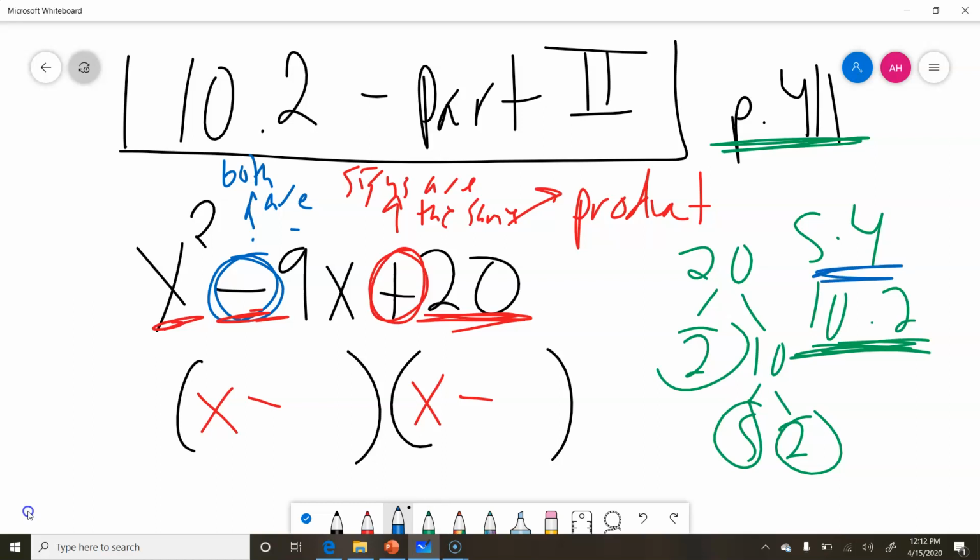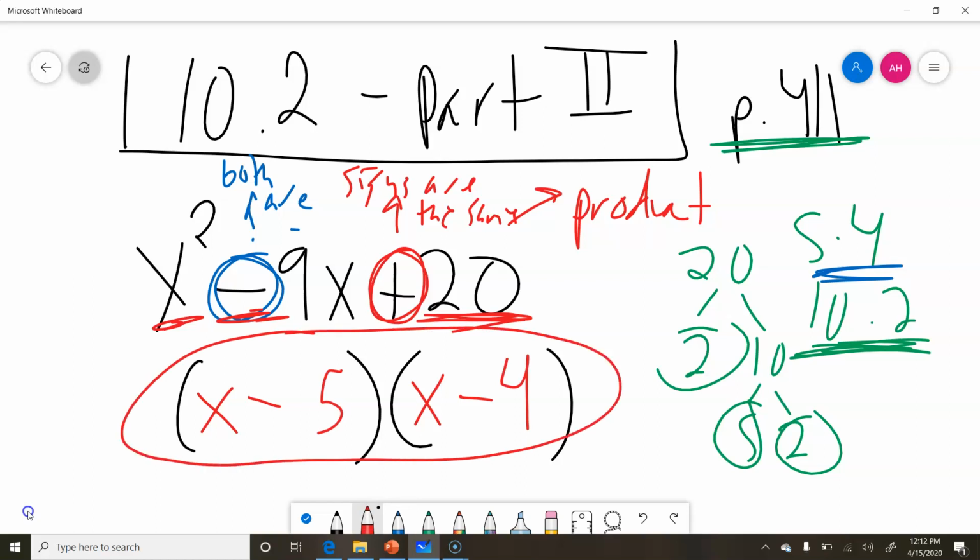And so I'm going to use 5 and 4, and guess what? It doesn't matter because the signs are the same. So I just put 4 in one, 5 in the other, and there is my final answer. So that's some review. If you need to watch that again, I'm going to do another one real quickly. So if you need to pause the video, go ahead and do so.